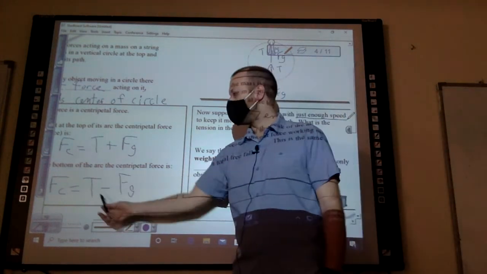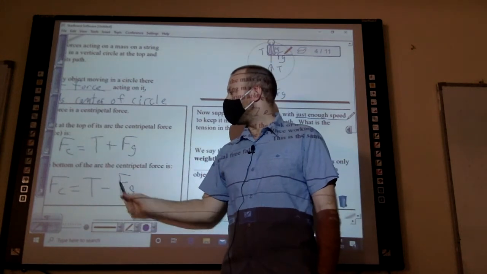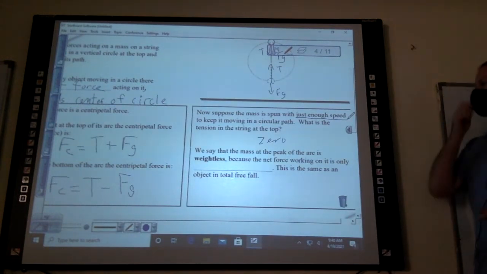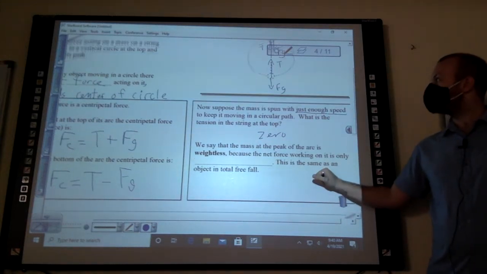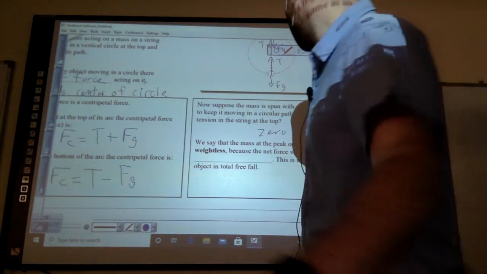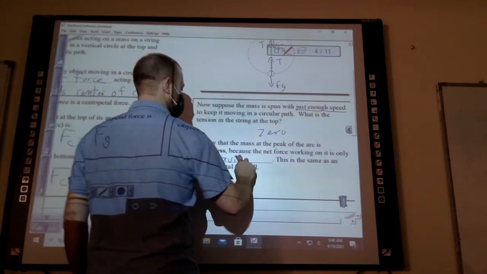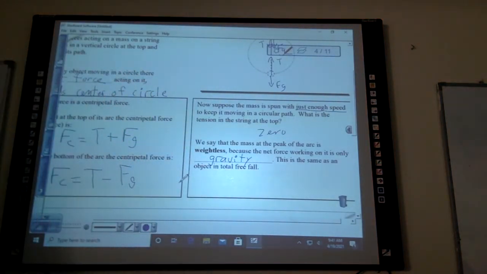Just look at this equation. Fc always has to be positive, otherwise we don't have a circular motion. So I have to have some tension that's at least as big as Fg, if not bigger. Or no, it has to be a little bit bigger so you keep in the circular motion. So we say at the top the mass is weightless because the net force working on it is only Fg. The net force working on it is only gravity.